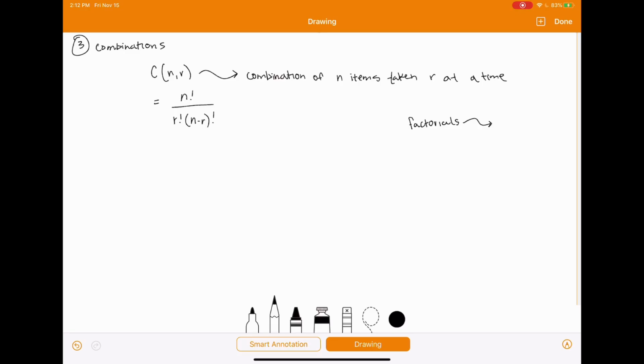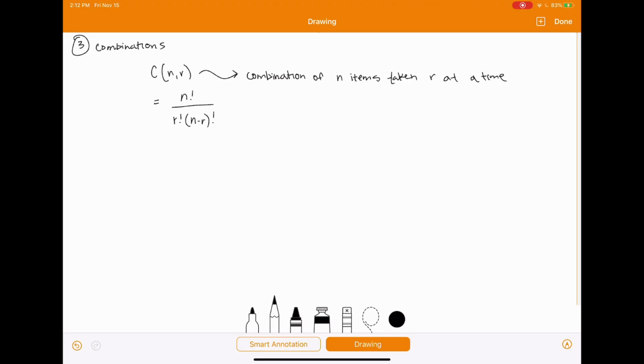Now, just really quickly, if you don't remember what factorials are, how you calculate them. If you, for example, had 5 factorial, that's going to be equal to 5, and then you just go down until you get to 1. So 5 times 4 times 3 times 2 times 1. Now, if you had 10 factorial, you'd start at 10, and then 9, 8, and so on until you get to 1. All right? So that's just a real quick review on how to calculate factorials.